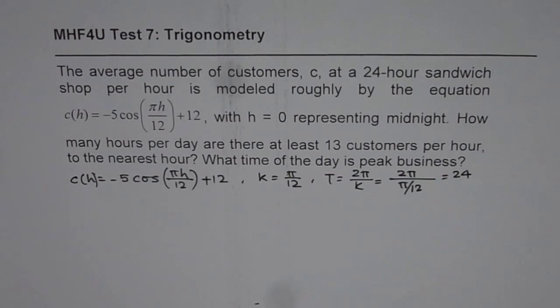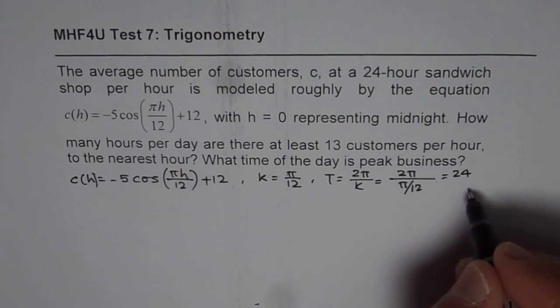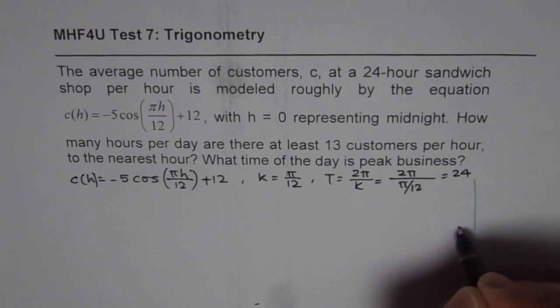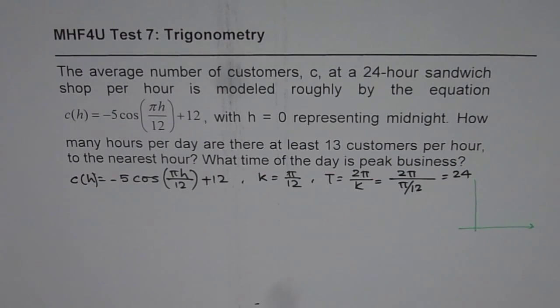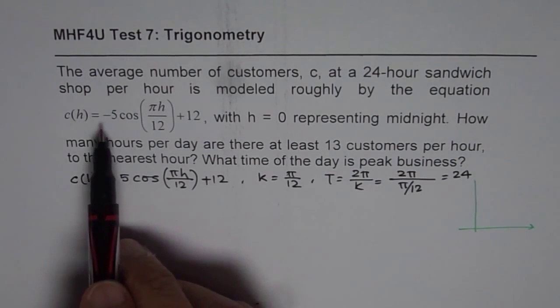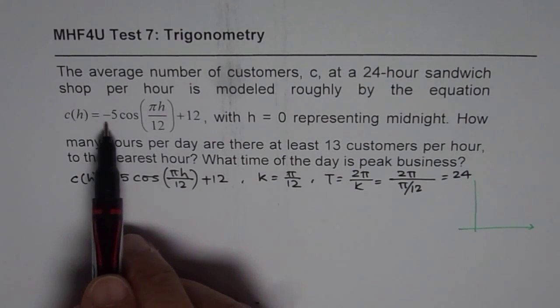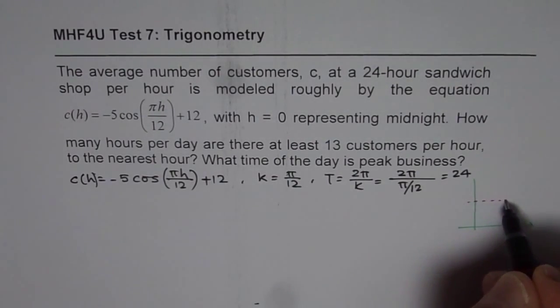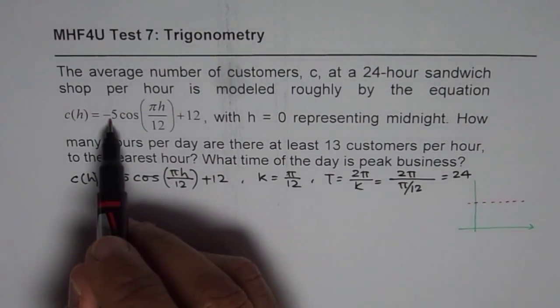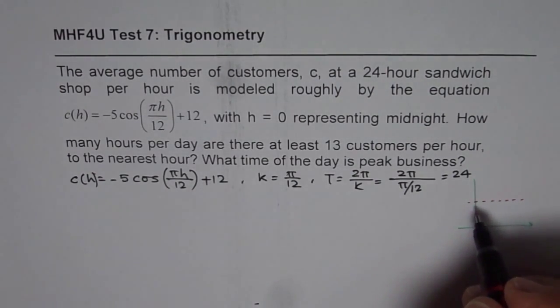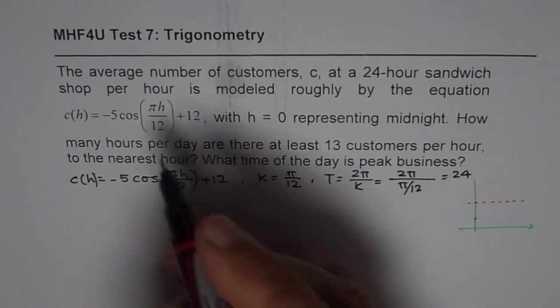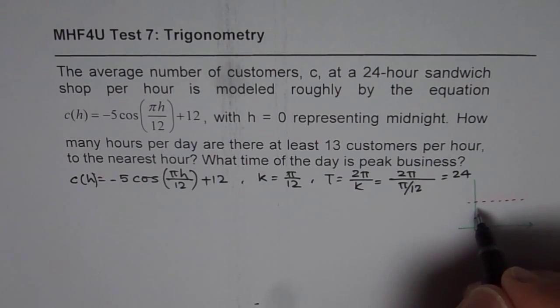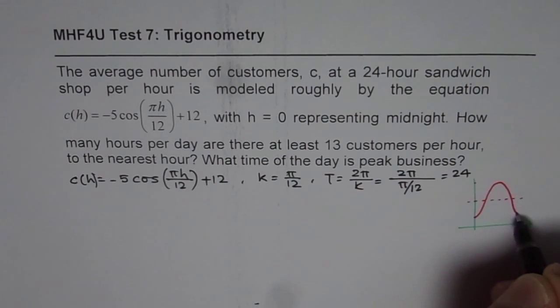Now, let me sketch the function so that it becomes easier for us to understand this particular solution. It says minus 5, that means the cos function starts with the minimum, where the axis is 12. Amplitude is 5, that means 5 less than 12 will give us 7, and 5 more than 12 will give us 17. So basically the function is going to be like this.